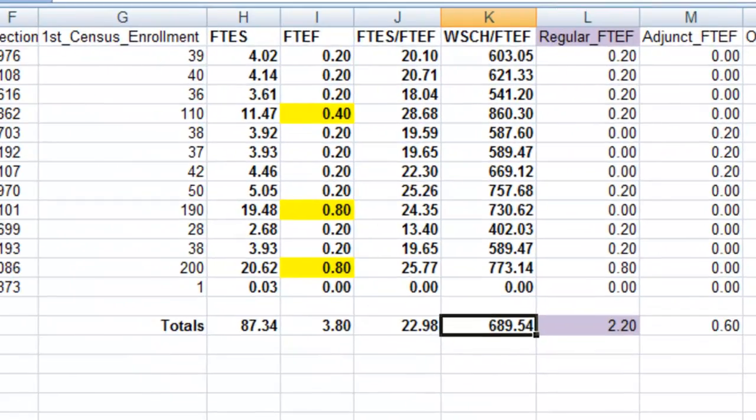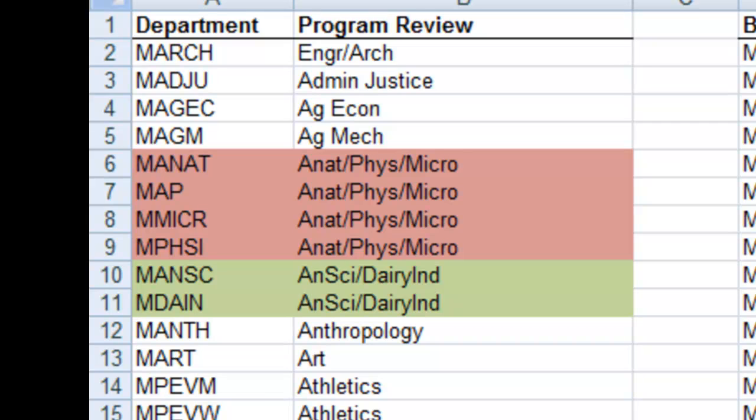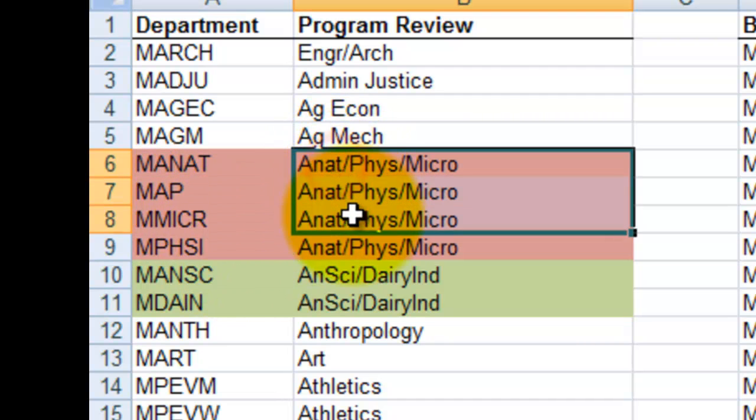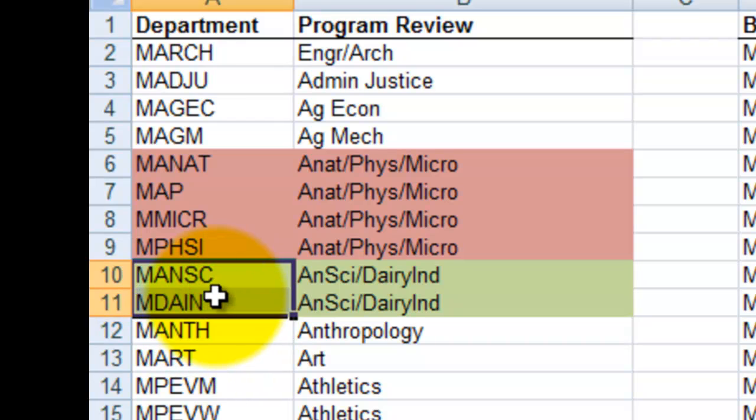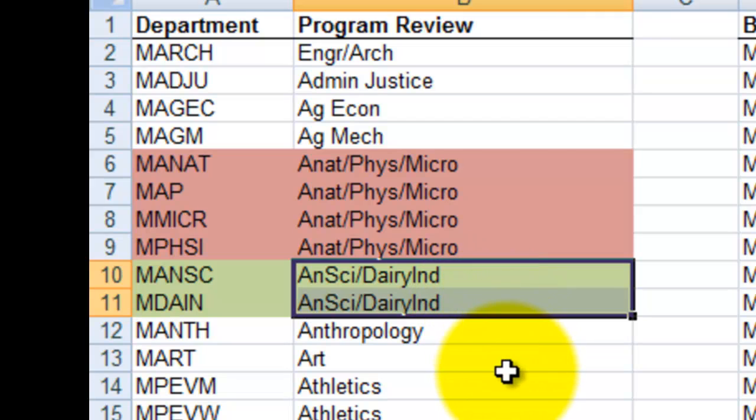Two more things to show you quickly. One is, as we prepared these program review data sheets, we made a mapping between various different departments. And this was based on input from division deans. So anatomy, anatomy physiology, microbiology, and physiology all mapped to a program review data sheet. We call it Anat Phys Micro. Working with Mr. Anglin, we came up with animal science and dairy industry working together as a program, and so those map to this animal science and dairy industry.